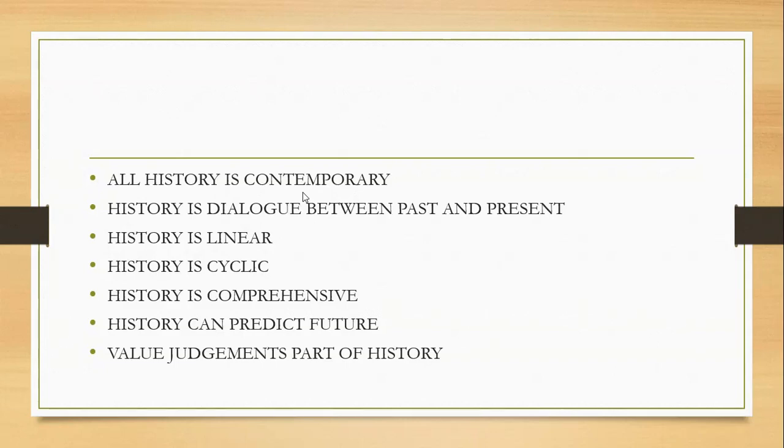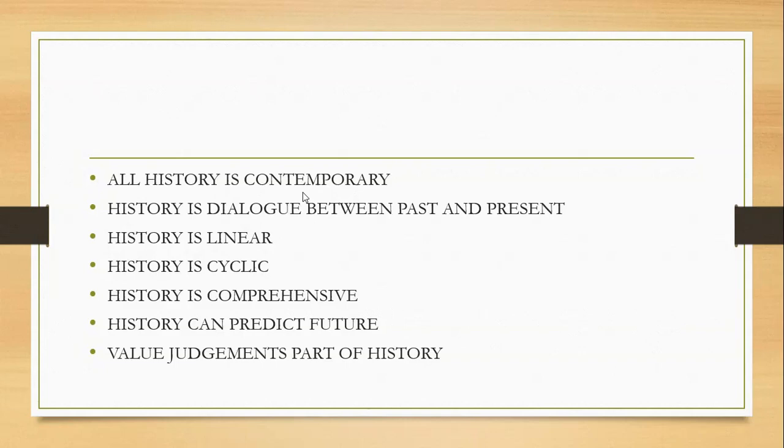Final three points we will talk about. History is comprehensive. Of course, history is comprehensive. It has a lot of branches in it. It is not just politics. It is not just literature. It is not just art. It is not just inventions. It is not just about classes. It's not just about society. It is comprehensive. It includes everything.